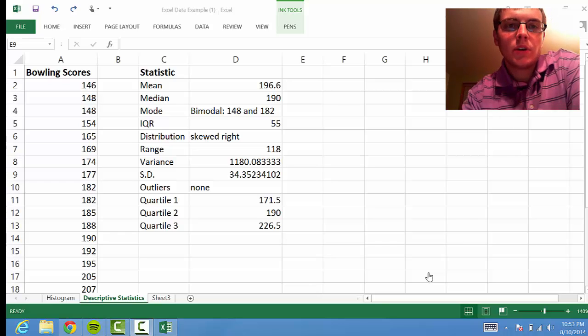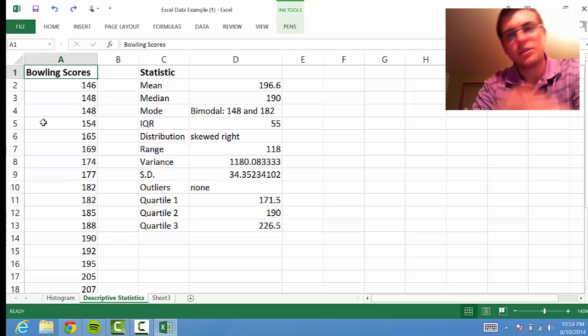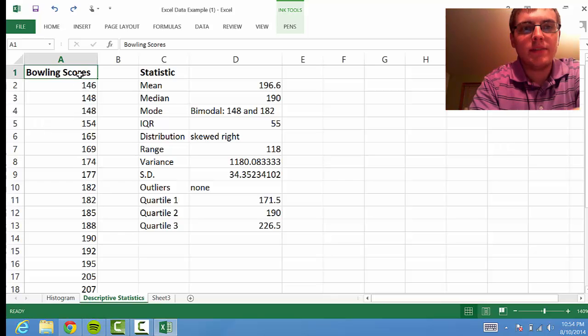Hello, today we are going to learn how to find descriptive statistics in Excel. So again, I have my bowling scores, and the first thing that you're going to want to do is type whatever data you have. So I just have the title bowling scores and then listed down here.